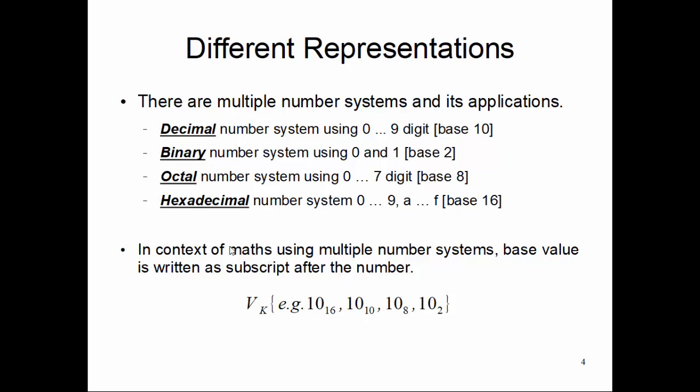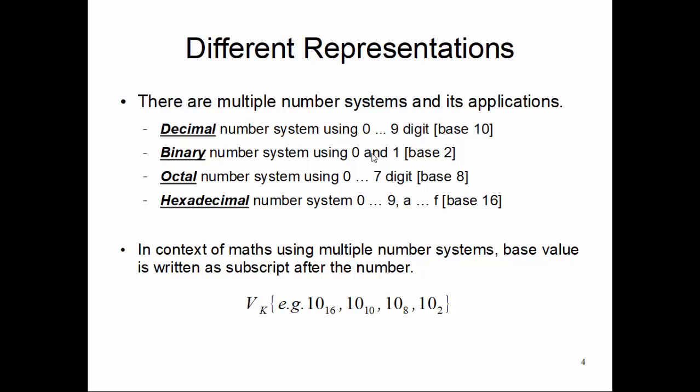Now, in this context of math, using multiple number systems, especially when you're dealing with different number representations and solving problems around that, writing a base value associated with a representation of numbers is very important. Because, for example, if we write 1, 0, these 2 symbols are present in all these 4 different number systems.